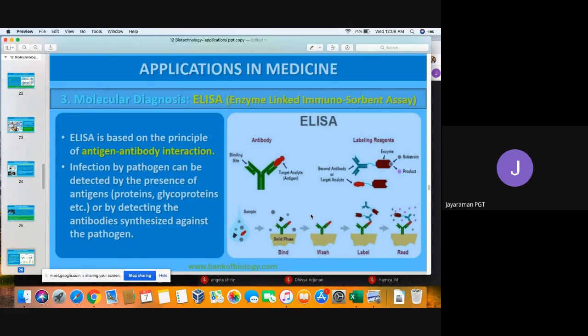And then antibody is added. Where is the antibody? They take the patient's blood, segregate the plasma, and remove the fibrinogen also. Finally, serum or plasma from the patient is there, and that contains antibody. This serum is added to this small container, a petri dish like this. Then, in the second stage, the serum is added.